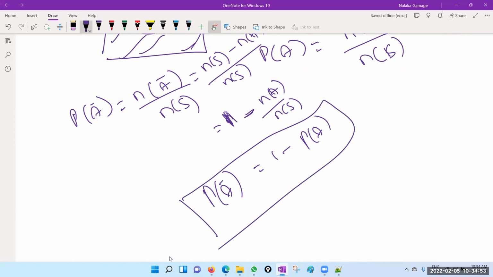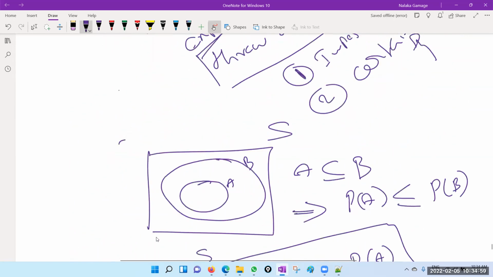Right. So therefore the probability of A not happening is 1 minus the probability of A happening. Okay.